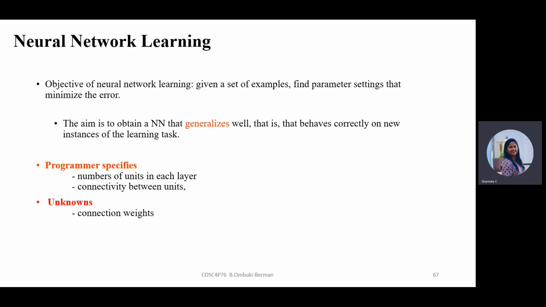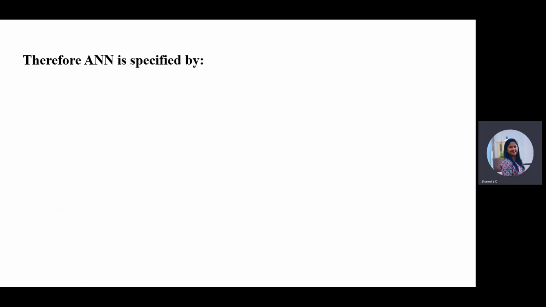So this is what we are supposed to learn. That is how the neural network works; these are programmer-specific, these are unknown things. So we'll be using all these things to perform neural network learning. Therefore, an ANN is specified by an architecture. The architecture tells a set of neurons and the links connecting the neurons. Each link has a weight. So that is the architecture.